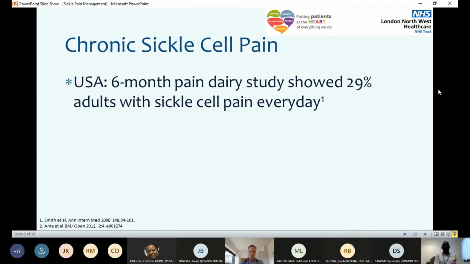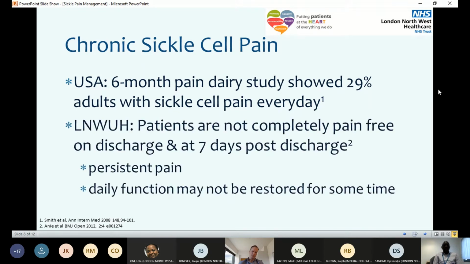And just to highlight this, there was a large study done in the USA some years ago, which showed that when patients were given a diary for 6 months, 29% of these patients who were adults reported that they had sickle cell pain every day.